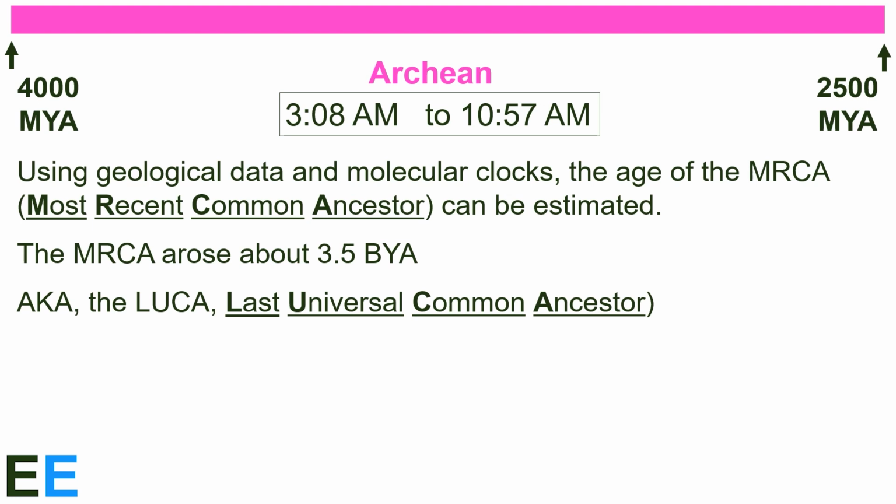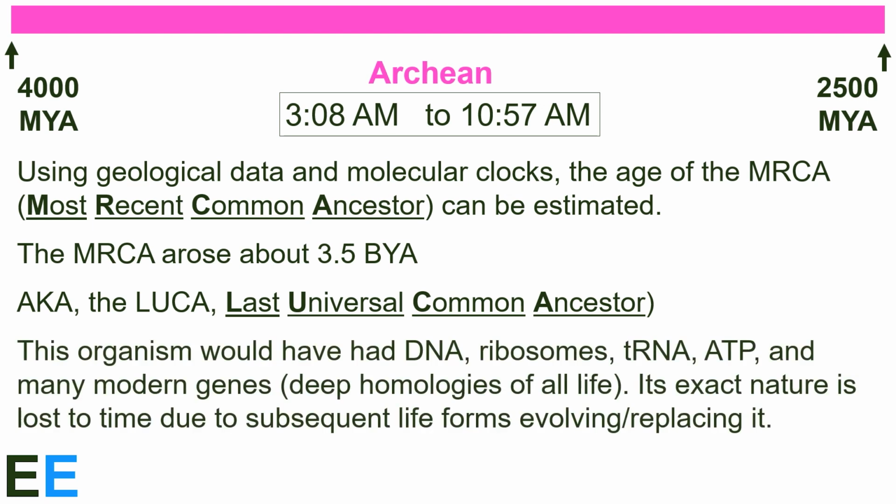There may have been other forms of life prior to 3.5 billion years ago, and there were almost definitely other self-replicating chemical systems as precursors, but that information has been lost to time. All we can do is work with what we have. Based on the similarities of all modern living things, we can infer a few things about what this LUCA was like. This organism would have had DNA, ribosomes, tRNA, ATP, and many modern genes, since these are deep homologies of all life. That is, all modern living things have these traits. Its exact nature is lost to time due to subsequent lifeforms evolving and replacing it. But if you think about how much we know about something that lived over 3 billion years ago, it's impressive.